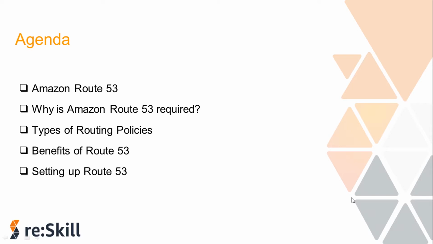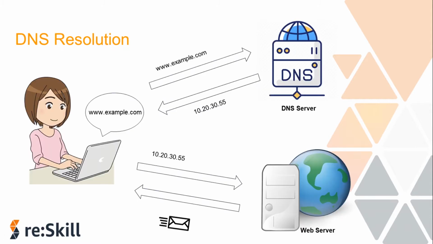So in this video, I'll explain about Amazon Route 53, why it is required and what are the main functions of it. Then we will also look into the routing policies that are available with Amazon Route 53. And in the later part, we will discuss some benefits of Amazon Route 53 and also how to set up Amazon Route 53 using different routing policies. So let's start by looking into the process of DNS resolution.